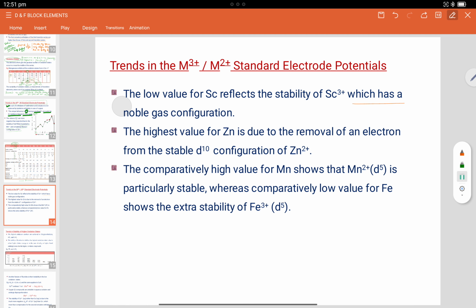I'm clearing the screen now. The low value for scandium, +3 oxidation state, and +2 oxidation state standard electrode potential. The low value for scandium is because it has the noble gas configuration. Similarly for zinc and manganese.